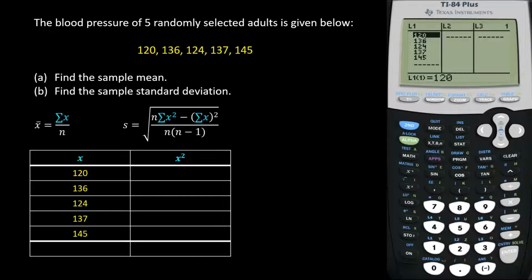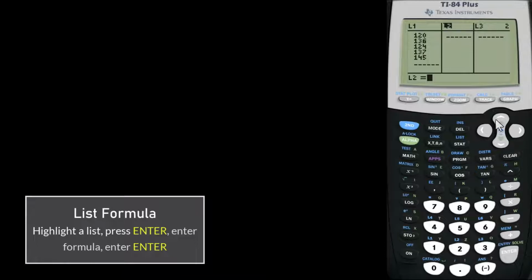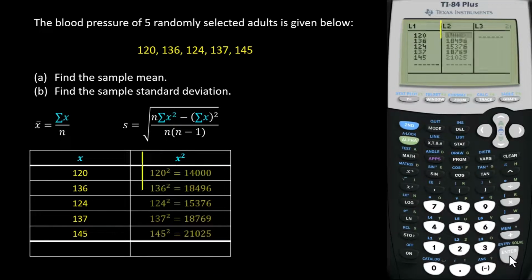the first column. We can do this manually by typing each value and then squaring each value, but that's going to take too long. For example, I can type in 120 raised to the second power, then type in 136 to the second power, and so forth, but let's not do that. The faster way is to use a formula, so let's clear L2 first, and what I want to do is get all the values of L1 and square them. We can do so by typing L1 squared, press enter, and you're done.